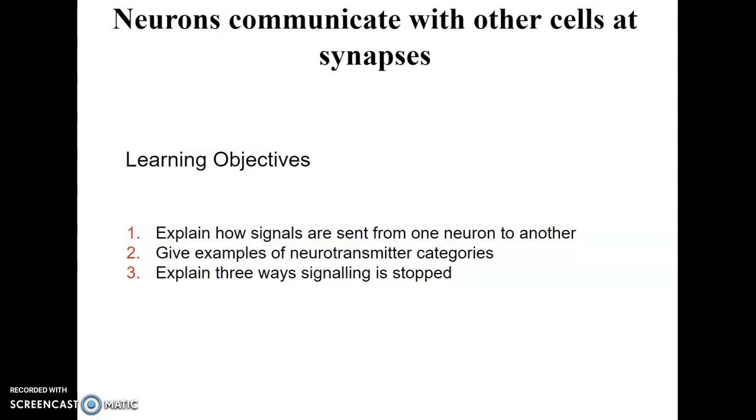Today, we are going to be talking about chemical synapses and how one neuron can communicate with another neuron across the synapse. Our learning objectives for today will be to explain how signals are sent from one neuron to another, give some examples of the different categories or classes of neurotransmitters, and explain the ways that signaling is stopped after neurotransmission is complete.